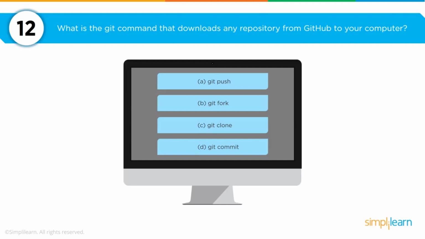So one of the questions you'll be asked is to give the answer to some of the commands you use for working with Git. If you were asked, what is the Git command that downloads any repository from GitHub to your computer? On the screen we have 4 options: git push, git fork, git clone, and git commit. The answer in this instance would be git clone.